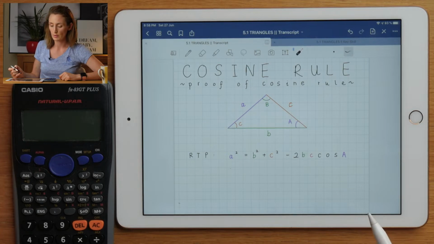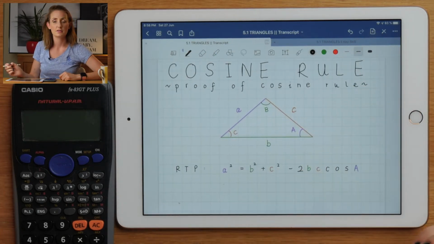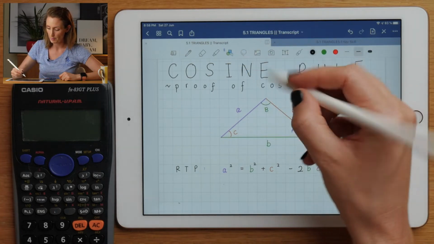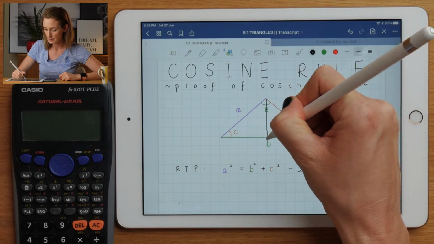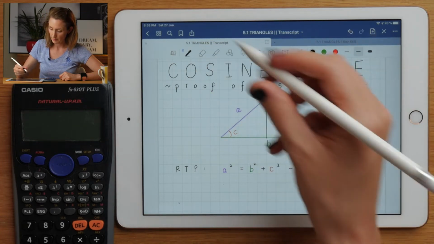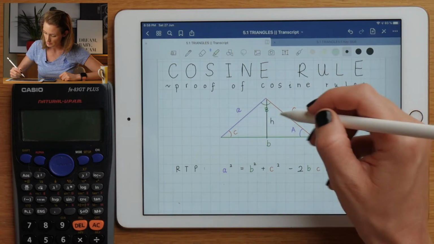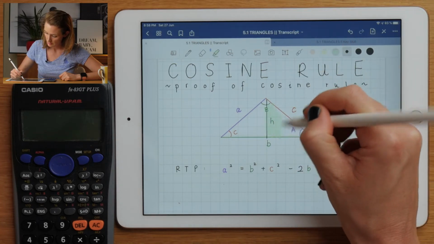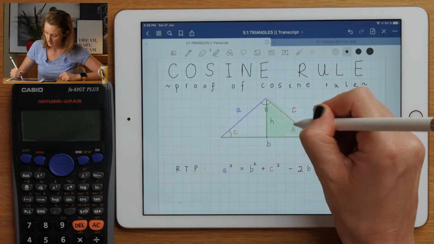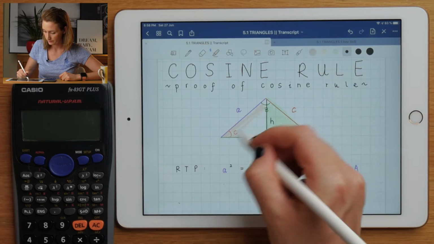That's the cosine rule. The first step is quite similar to the sine rule in the sense that we're going to run a perpendicular here, perpendicular to b. And I'm going to call that h. So I'm going to split this into two triangles, one here and one here.